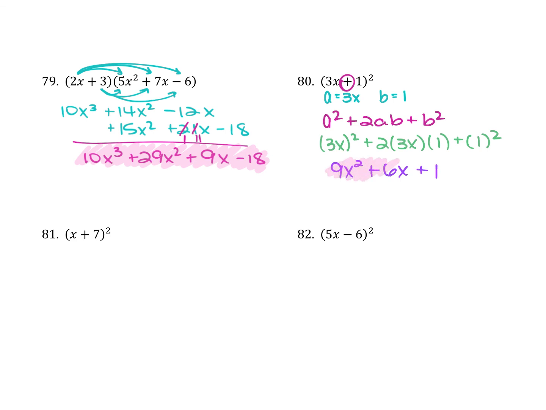If you don't like doing it this way, you can expand it to be the 3x plus 1 times 3x plus 1 and just FOIL it out. You're going to get the same exact thing.